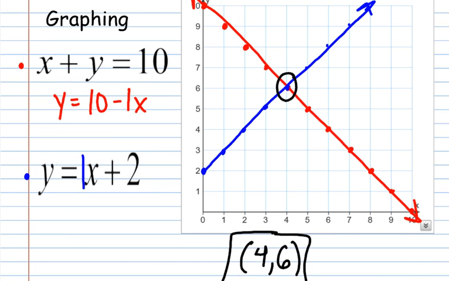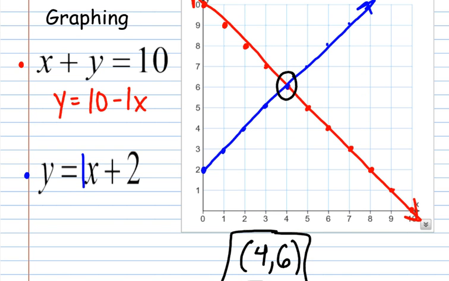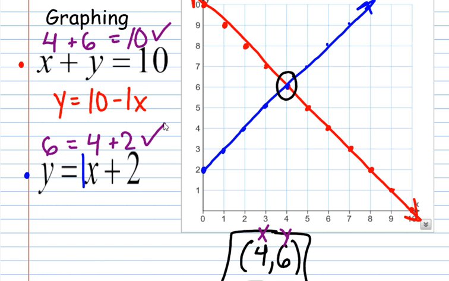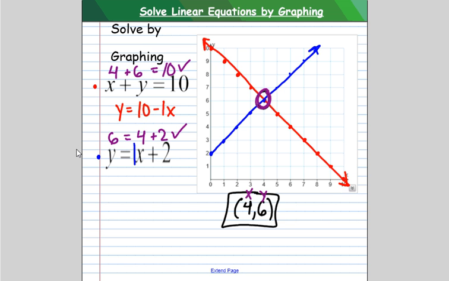How do I know it's a solution? How can I check my work? Well, I can put 4 in for x and 6 in for y in my equations and check. If I put 4 in for x and 6 in for y, I'll note 4 plus 6 makes 10. It works for the first one. If I put 4 in for x and 6 in for y, I note that 6 is equal to 4 plus 2. So it makes both of them true. This is the only point that's going to make both of them true. That's why that is the only solution.